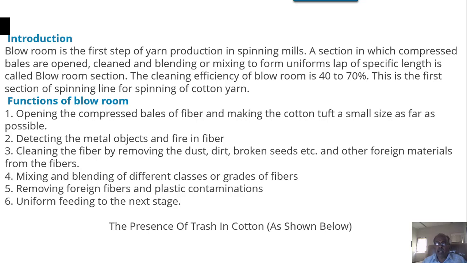15 microns and below, it is called micro dust. 15 micron to 50 micron, it is fine dust. 50 micron to 500 microns, it is dust. And above 500 microns, it is called trash. So that way, today's blow room line, unlike the earlier conventional blow room lines, is treating the trash in the cotton in this way.